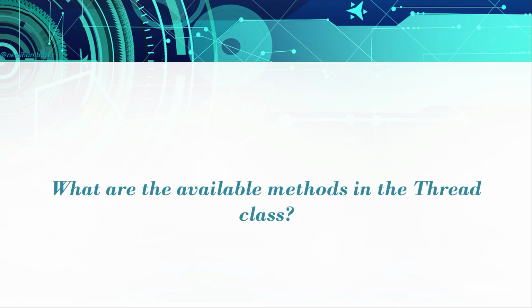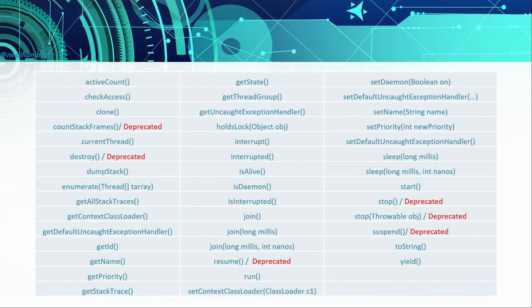What are the available methods in the Thread class? There are lots of methods, as you can see in the table, with some of them deprecated along with newer Java updates. Some of the important methods are: the start method, used to start the execution of the thread. The join method waits for the thread to die. Get priority returns the priority of the thread. Set priority changes the priority of the thread. Get state is used to return the state of the thread. Is daemon tests if the thread is a daemon thread.